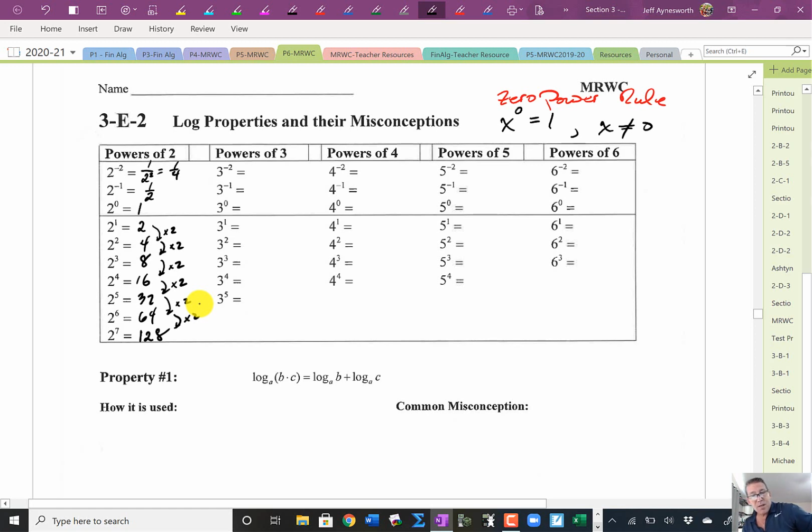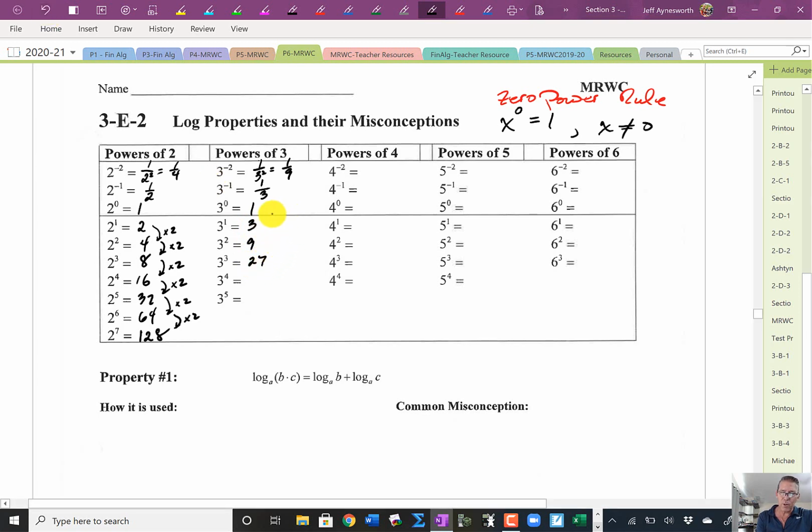Powers of 3 are the same idea here, but with base 3. This is base 3, and pretty much the same idea, but we're going to multiply by 3 in each case. So 3 to the negative 2 is 1 over 3 squared, or 1/9. 3 squared is 3 times 3, or 9. So you get 1 divided by 9, or 1/9. The next one, you have 1/3, and then 1, and then 3, 9, 27.